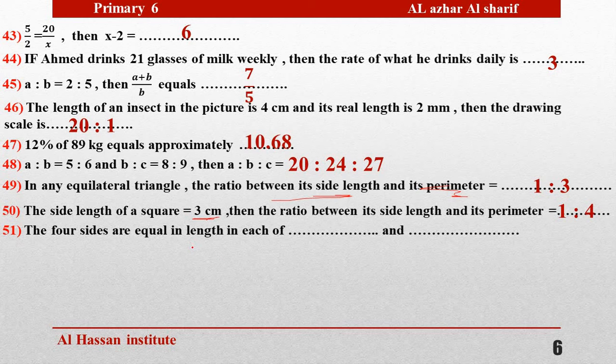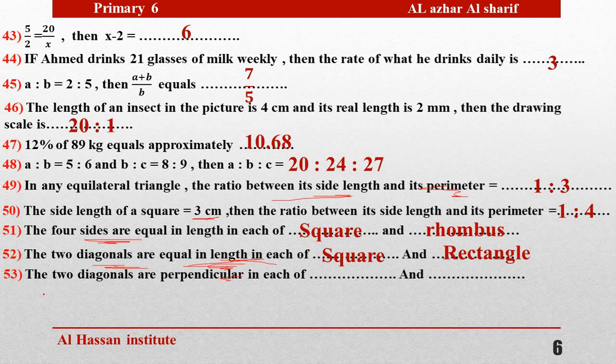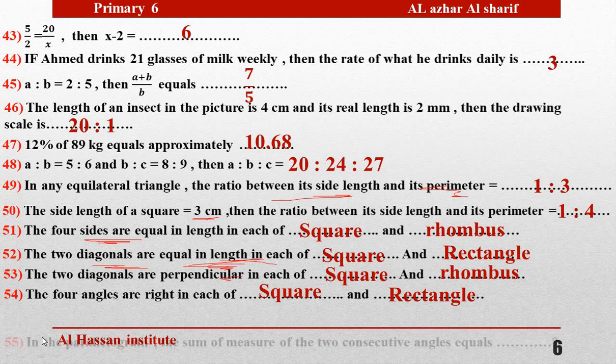The four sides are equal in length in each of square and rhombus. The two diagonals are equal in length in each of square and rectangle. But here, sides. So focus. The two diagonals are perpendicular in each of square and rhombus. The four angles are right in each of square and rectangle.